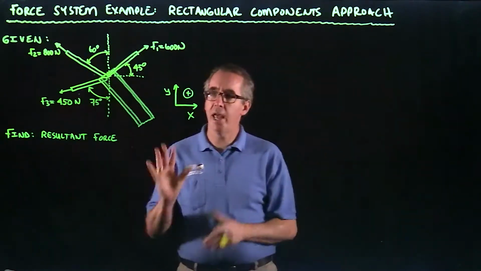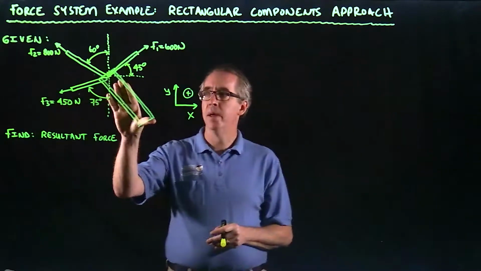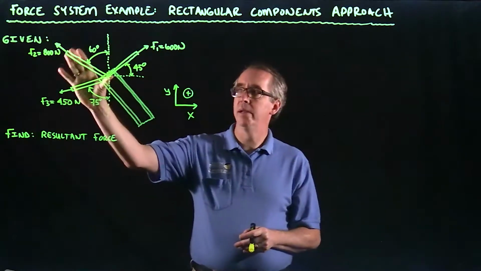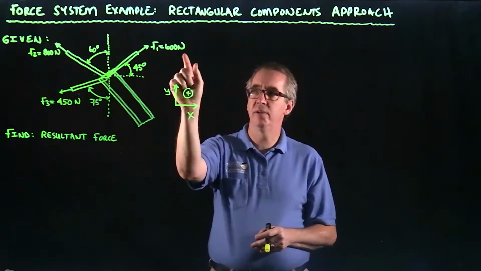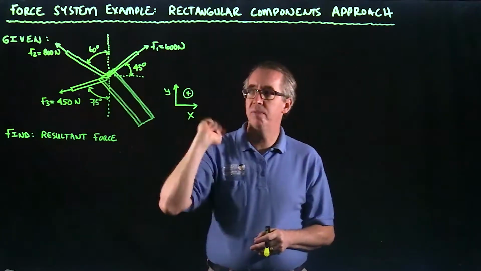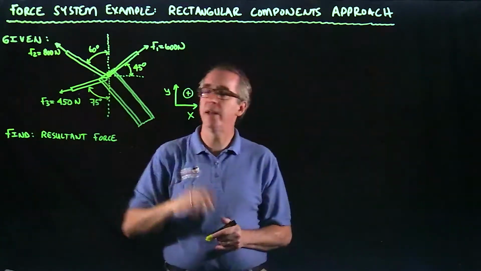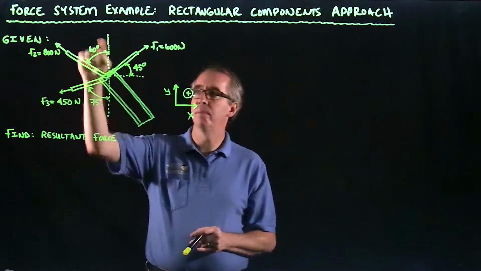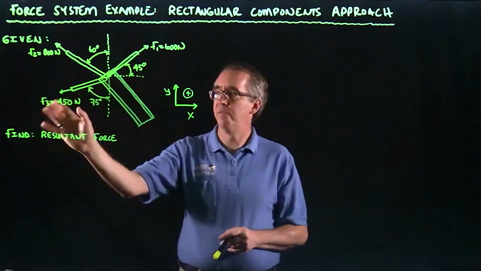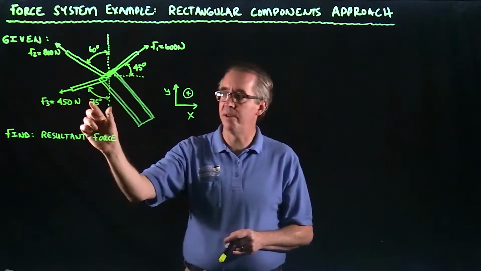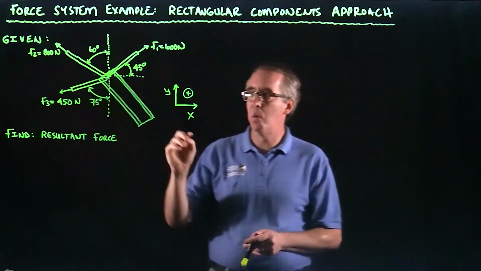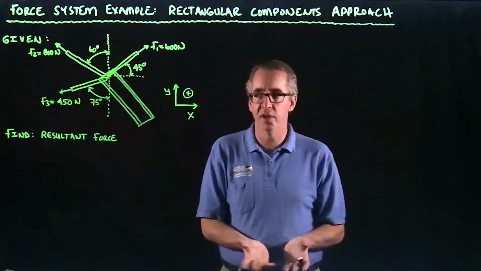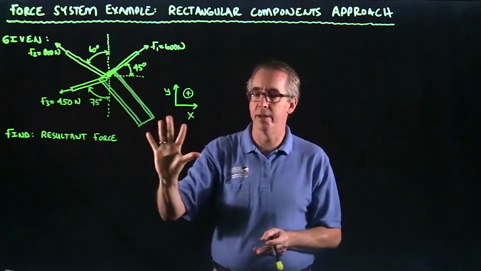So the example that we have here, we have this I-beam in which there's 3 cables that are attached to this I-beam. There's a force 1 of 600 newtons at 45 degrees from horizontal. You have a force 2 of 800 newtons at 60 degrees from the vertical. And you have this third force of 450 newtons at 75 degrees from the vertical. And what we're after is we'd like to know what the net or the resultant force is with these 3 forces acting on it.